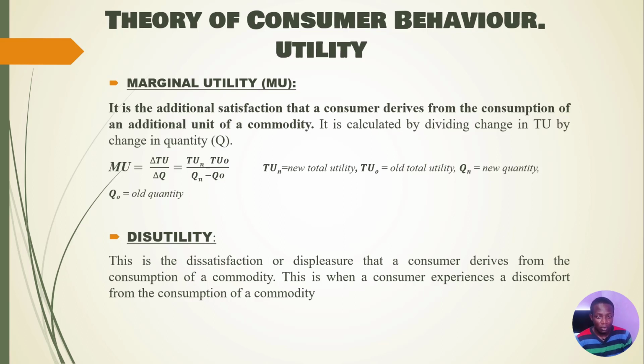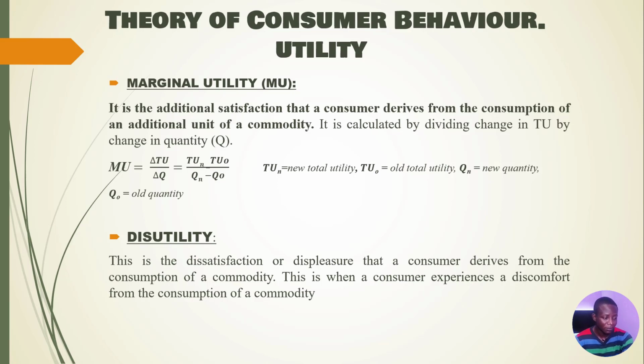After taking the second bottle, you realize that your thirst is still not well quenched. So you go in for the third bottle. Each bottle that you take gives you a certain level of satisfaction. That level of satisfaction that each bottle of water gives you is what is referred to as the marginal utility from that bottle.